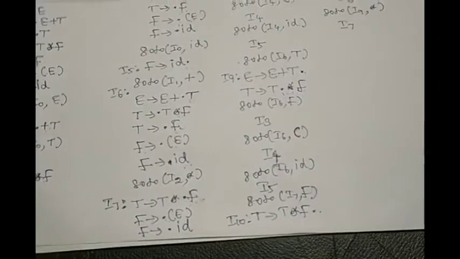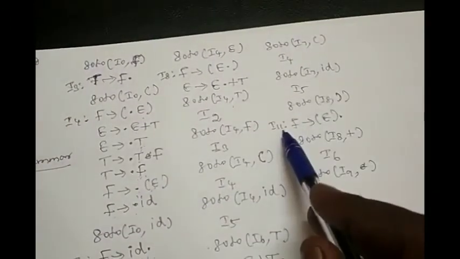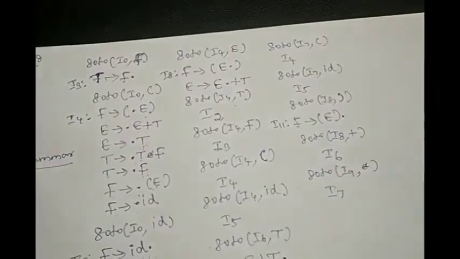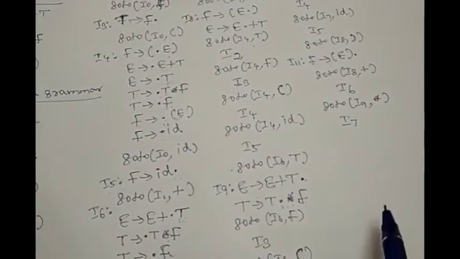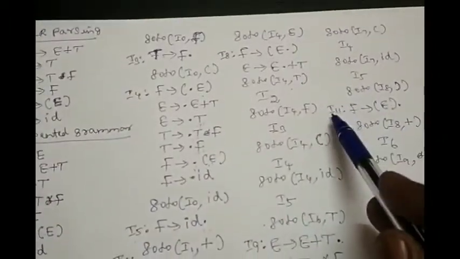When I go to I10, nothing can be done because the dot is at the end. And when I go to I11, also nothing can be done because the dot is at the end. That's it. So now you can see here that we have constructed the set of canonical items ranging from I0 to I11.